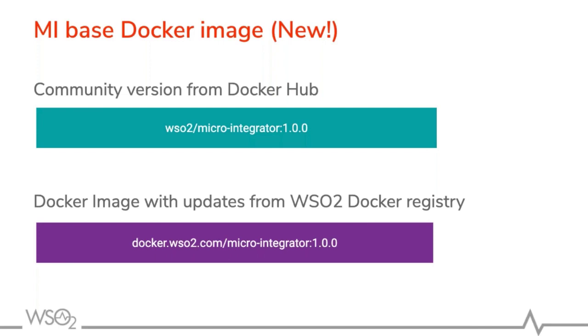The advantage is you will get all the bug fixes and security updates and everything that we do for this release when you pull from this Docker registry. So you just have to configure your CI/CD to pull from this, and it will automatically have the most updated version of the micro integrator.